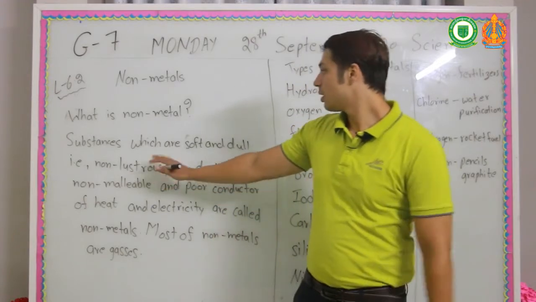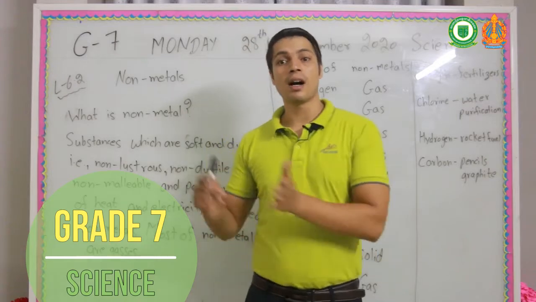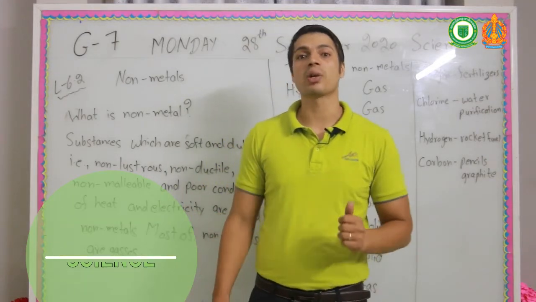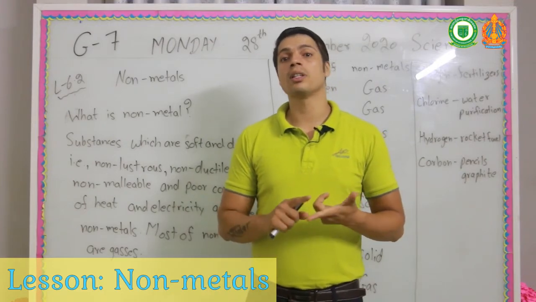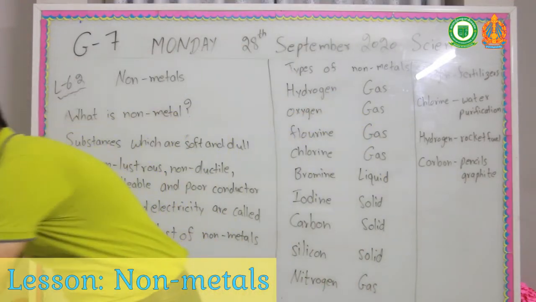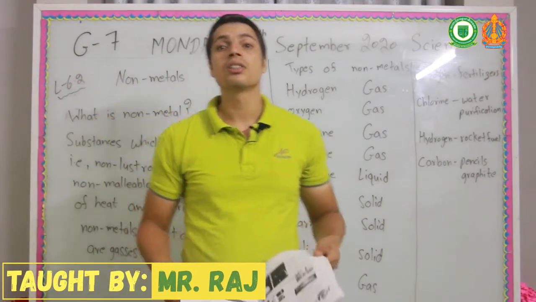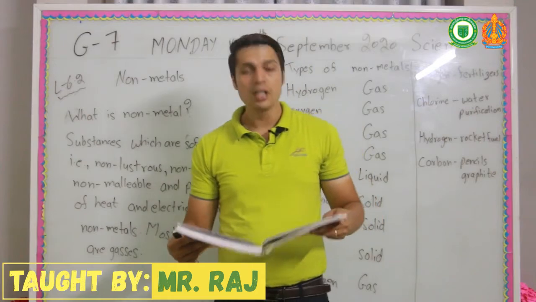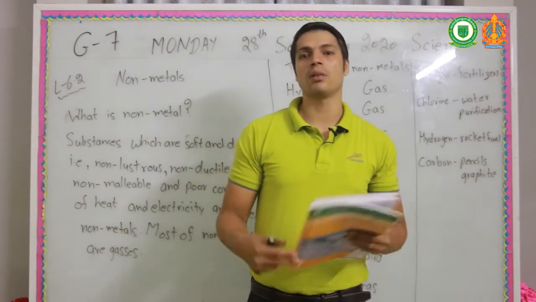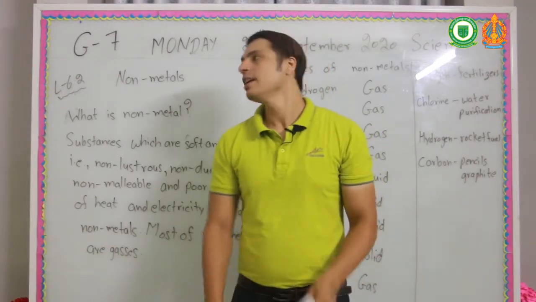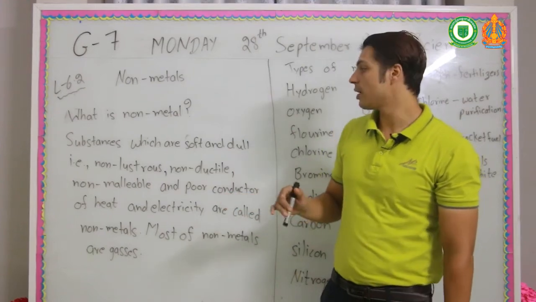Non-metals are soft and dull, but metals are hard, solid and shiny, like iron and steel. Metals are shiny but non-metals are not, like copper, gold and silver. Why are gold and silver used for making jewelry? Because they are shiny, whereas non-metals are soft and dull.